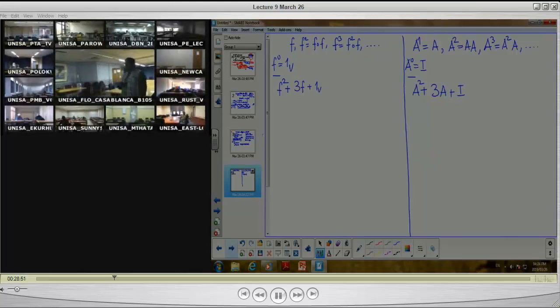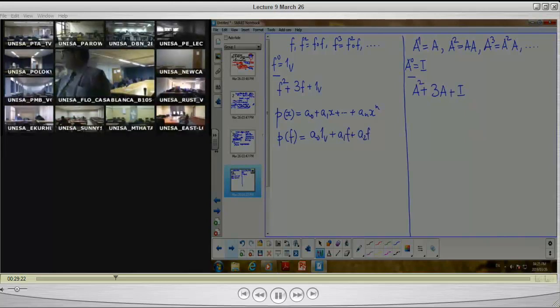Right? So in general, if you give me a polynomial, we can speak about P of f, which is A0 times 1V and so on, and we can speak about the polynomial in the matrix A, which is A0 times I and so on. So the coefficients of the polynomial are real, and that's playing the role of the scalar multiples. Right?